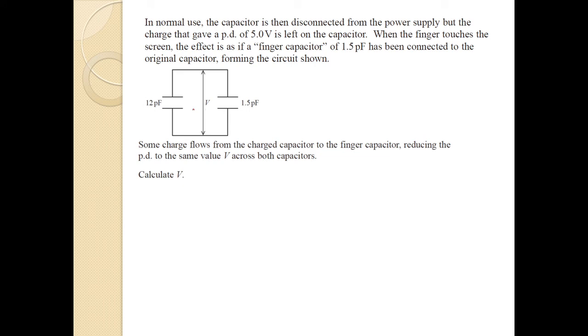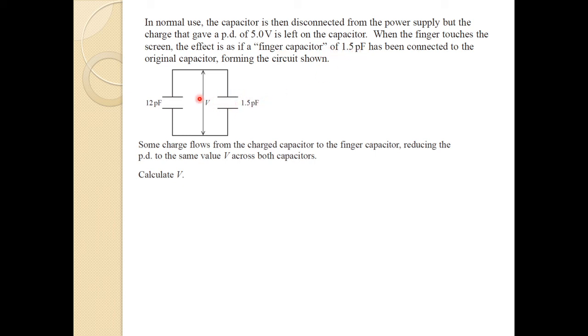Next part, in normal use the capacitor is then disconnected from the power supply, but the charge that gave a PD of 5 volt is left on the capacitor. When the finger touches the screen, the effect is as if a finger capacitor. Now don't worry, they say that this is a finger capacitor, so you need not think how it is like that, but you have to follow the question of 1.5 picofarad.